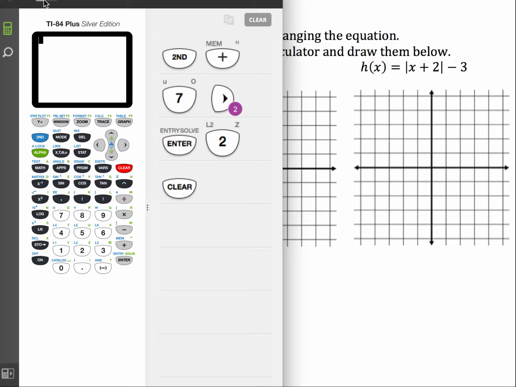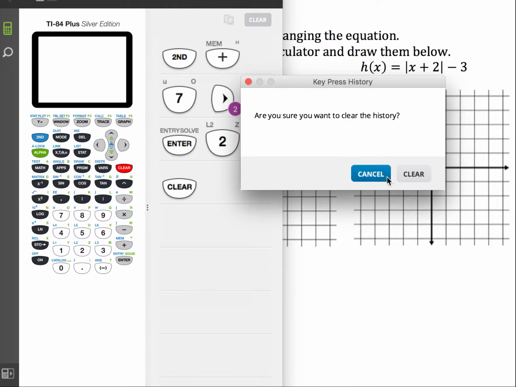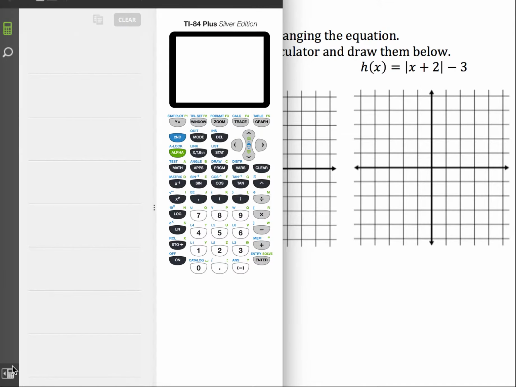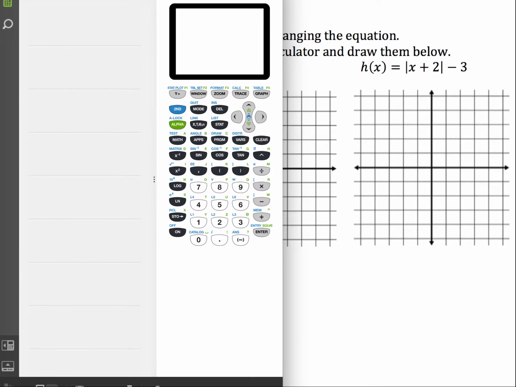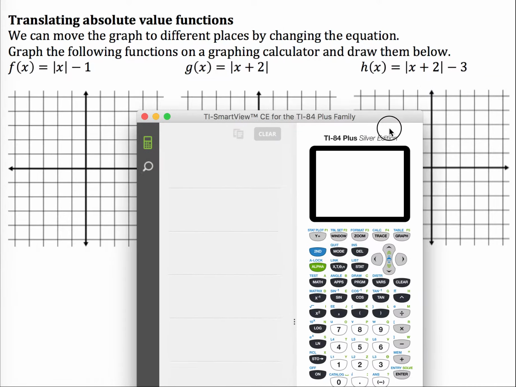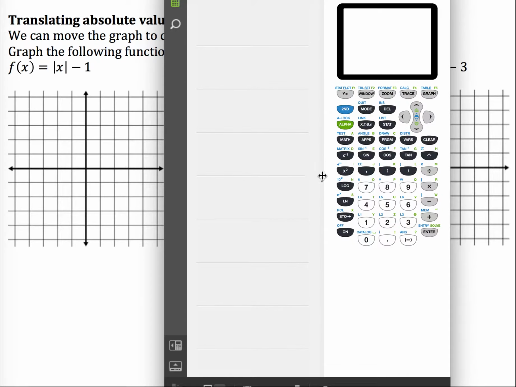All right, so what we're going to do now is graph some of these functions on our graphing calculator. So to do this, let's see, I'm going to get rid of this screen here, maybe. We can move it over a little bit. We are going to graph the first one, f of x equals absolute value of x minus 1.